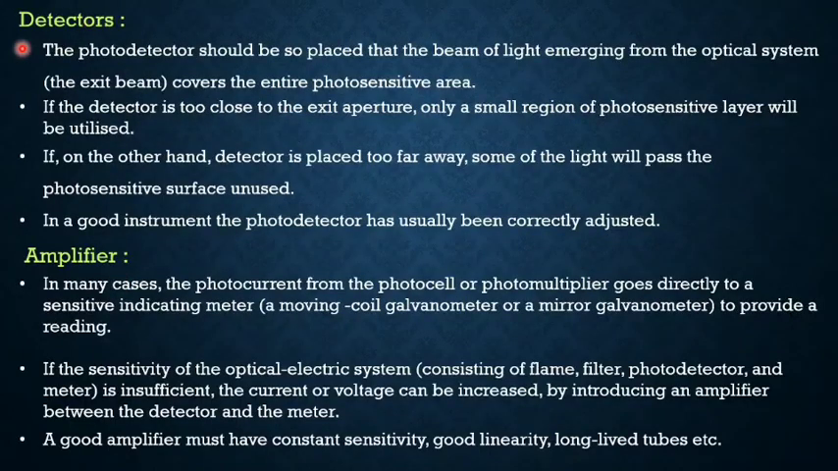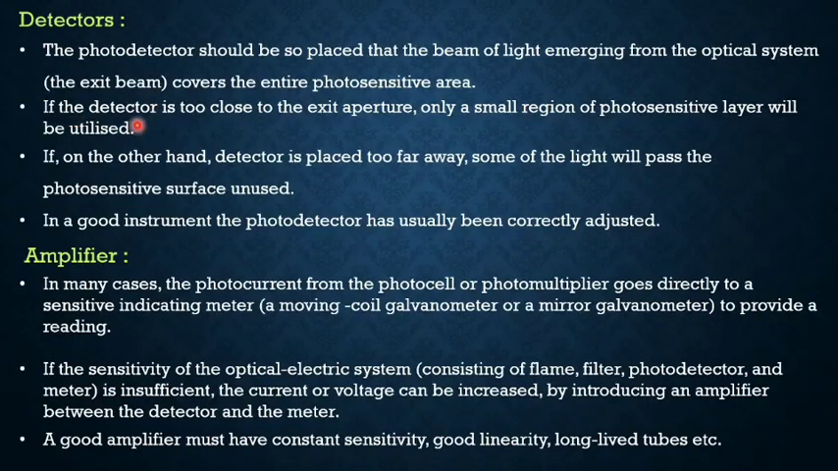The next component is the detector. The photodetector should be so placed that the beam of light emerging from the optical system covers the entire photosensitive area. It is the condition for placing the detector. The light which is coming out from the monochromator covers the entire photosensitive area of the detector.